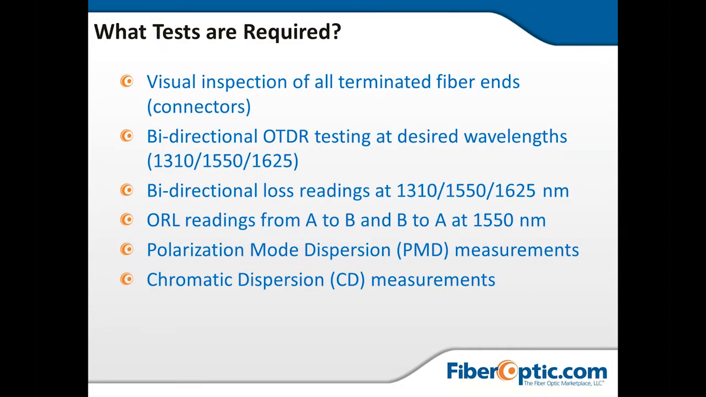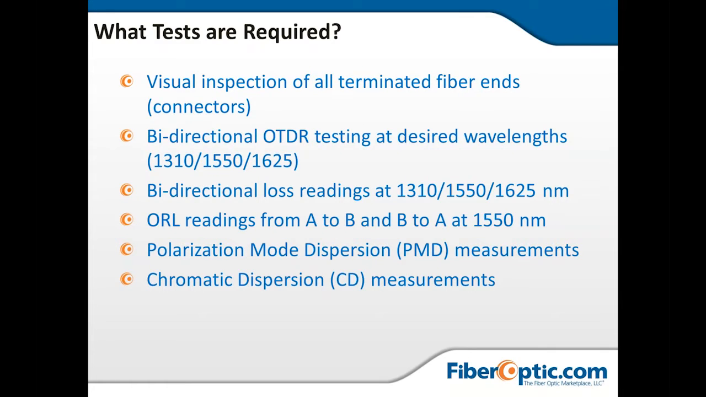We're going to do bi-directional loss testing with a power meter and light source, because however good an OTDR is, the power meter and light source is still the most accurate means of determining loss. Ultimately, the power meter and light source is a direct power reading, and that's always going to be more accurate than a return reading that you get from an OTDR. So that tier 1 power meter and light source is still valuable beyond measure to the testing process.